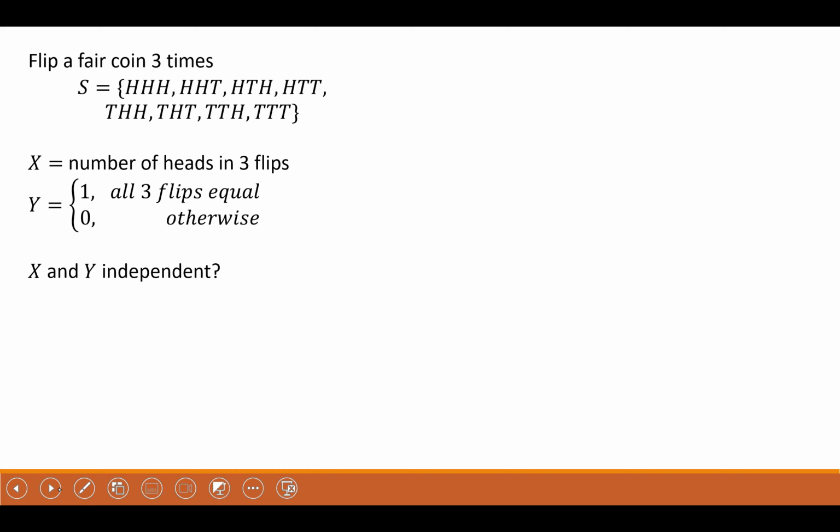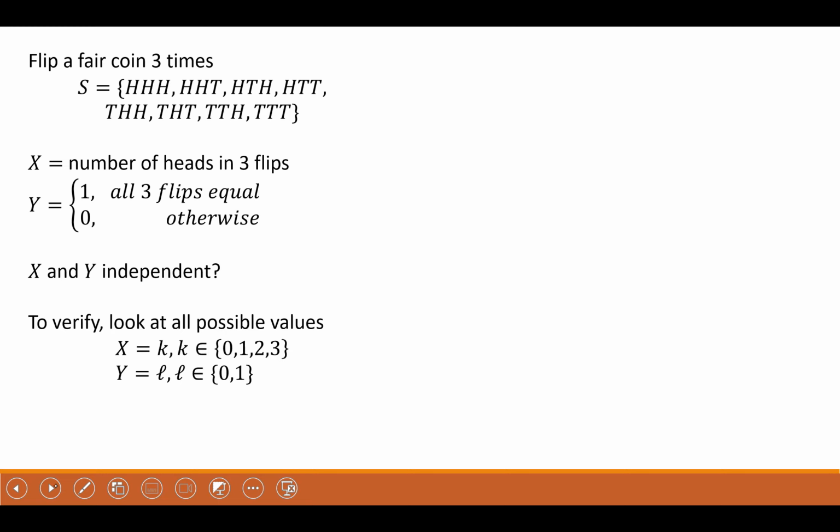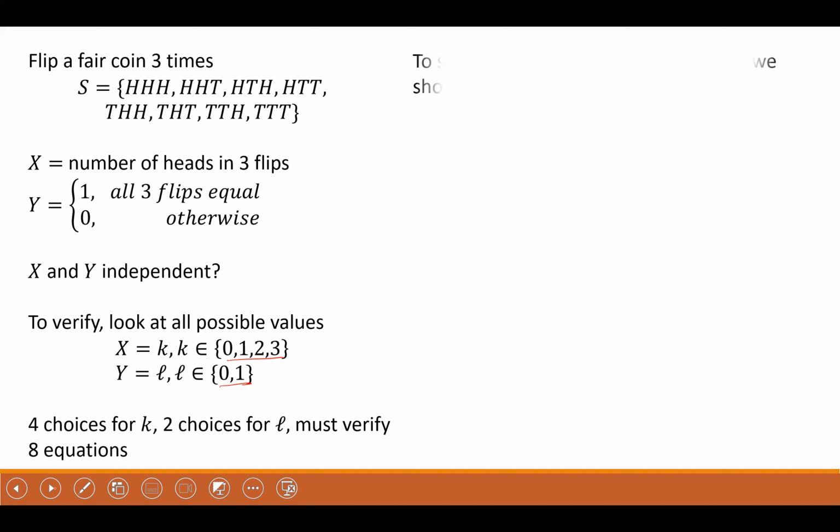Are they independent? And what that means is that if I tell you something about Y, would I now know something about X? Okay, so if I look at all the non-empty events, then X has these values, 0, 1, 2, and 3. And Y has those two values. So that means I have 4 events in X and 2 events in Y. And I have to look at all combinations, so I have 8 of these equations I should verify.